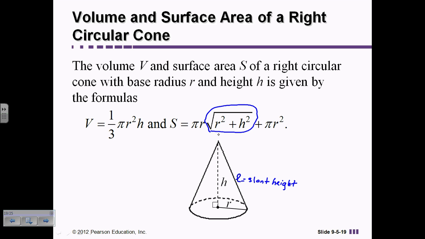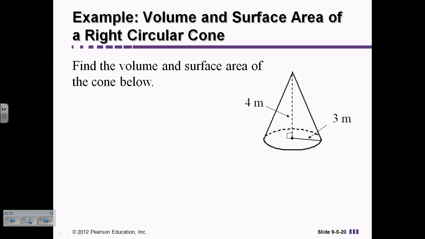Now what we're going to do with this part of the problem is figure out the slant height, and then we're going to use that in our formula. So it looks a little bit more complicated, and we just have to do our formulas in a couple different steps. So let's do a problem here. Here we have the volume. We're going to start with that one because it's the easier one.